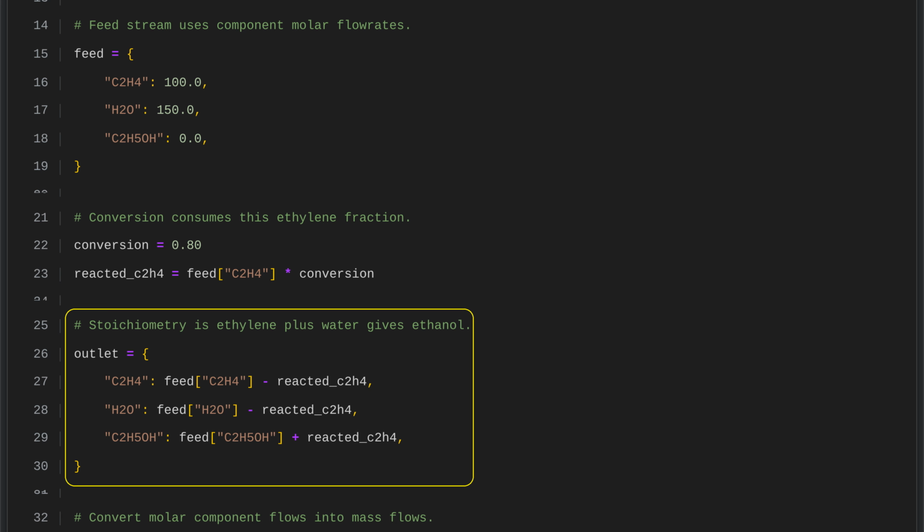The reactor outlet stream is found by applying the reaction stoichiometry to the feed. Ethylene and water are each reduced by the amount that reacts, since they are consumed in equal amounts, while ethanol is increased by that same amount. This gives an outlet composition that matches the chemical change in the reactor.